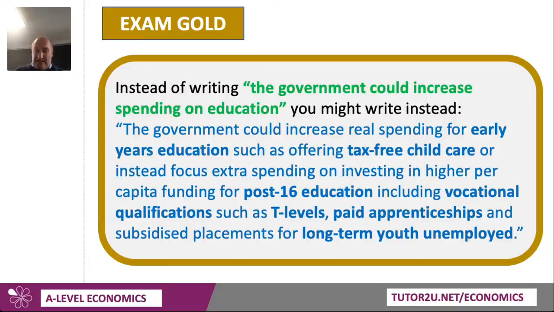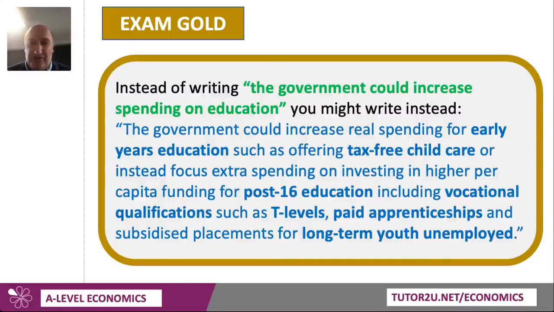So instead of writing, the government could increase spending on education, you might write instead, the government could increase real spending for early years education, such as offering tax-free childcare, or instead focus extra spending on investing in higher per capita funding for post-16 education, including vocational qualifications, such as T-levels, paid apprenticeships, and perhaps subsidized placements for long-term youth unemployed. Can you see the difference?